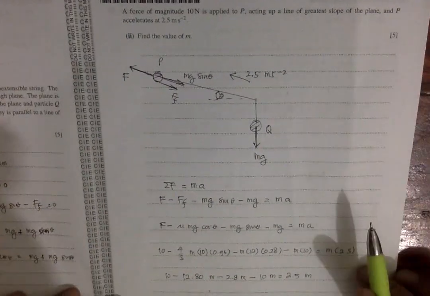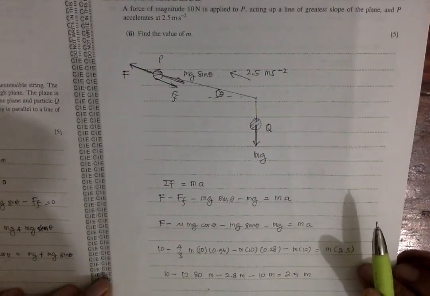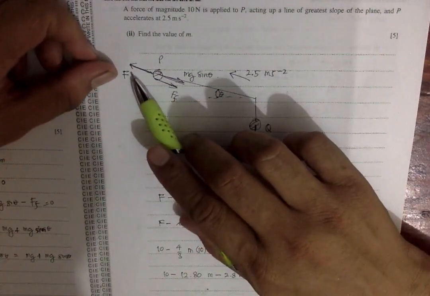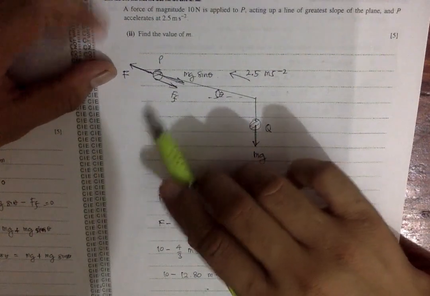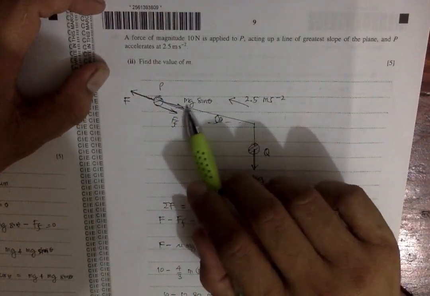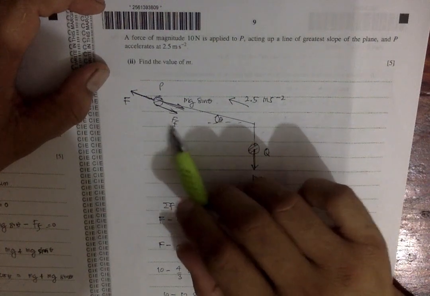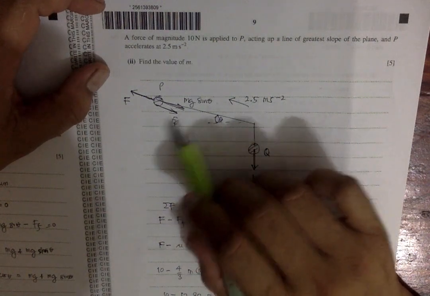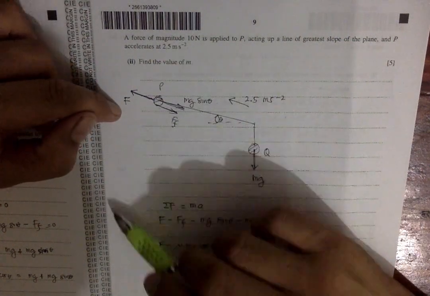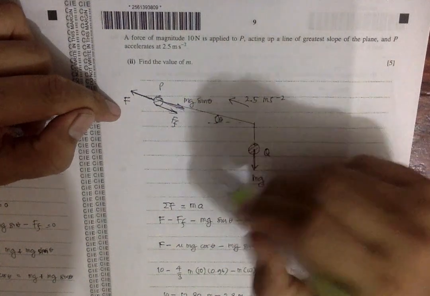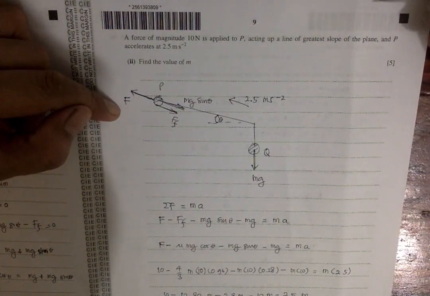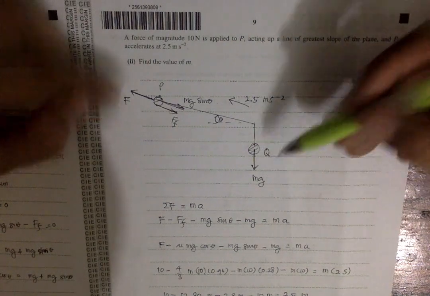This is the diagram for the two particles P and Q. On P we have the force of 10 Newton applied on the particle P, and then we have mg sin theta, and then we have the frictional force. The frictional force is opposite to the direction of F, because after F acts on particle P, the movement is going up the slope with angle theta. Then we have mg on the particle Q.